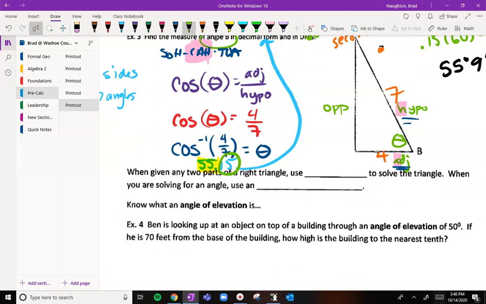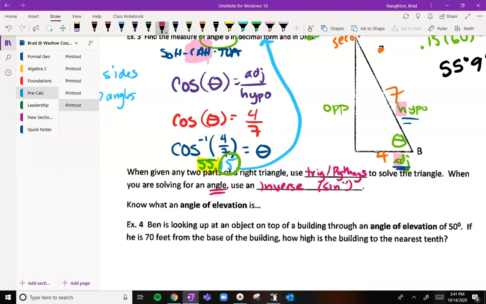All right. Given, ladies and gents, 2 parts of a right triangle, you're going to use either your regular trig functions, or you can do Pythags. It depends if you're trying to find the sides. But if you're trying to find an angle, that's where you're going to use your inverse trig functions, like the sine -1. Cool?